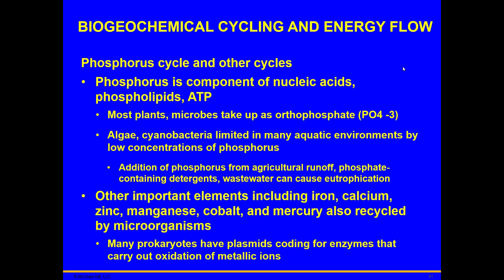Addition of phosphorus from agricultural runoff, phosphate-containing detergents, and wastewater can cause eutrophication. I was telling the class today that there were rivers in Ohio that had gotten so high in phosphate-containing detergents in the 1960s that you would literally see huge foam blobs all throughout the river. And that was bad. So Congress banned the use of phosphate-containing detergents.